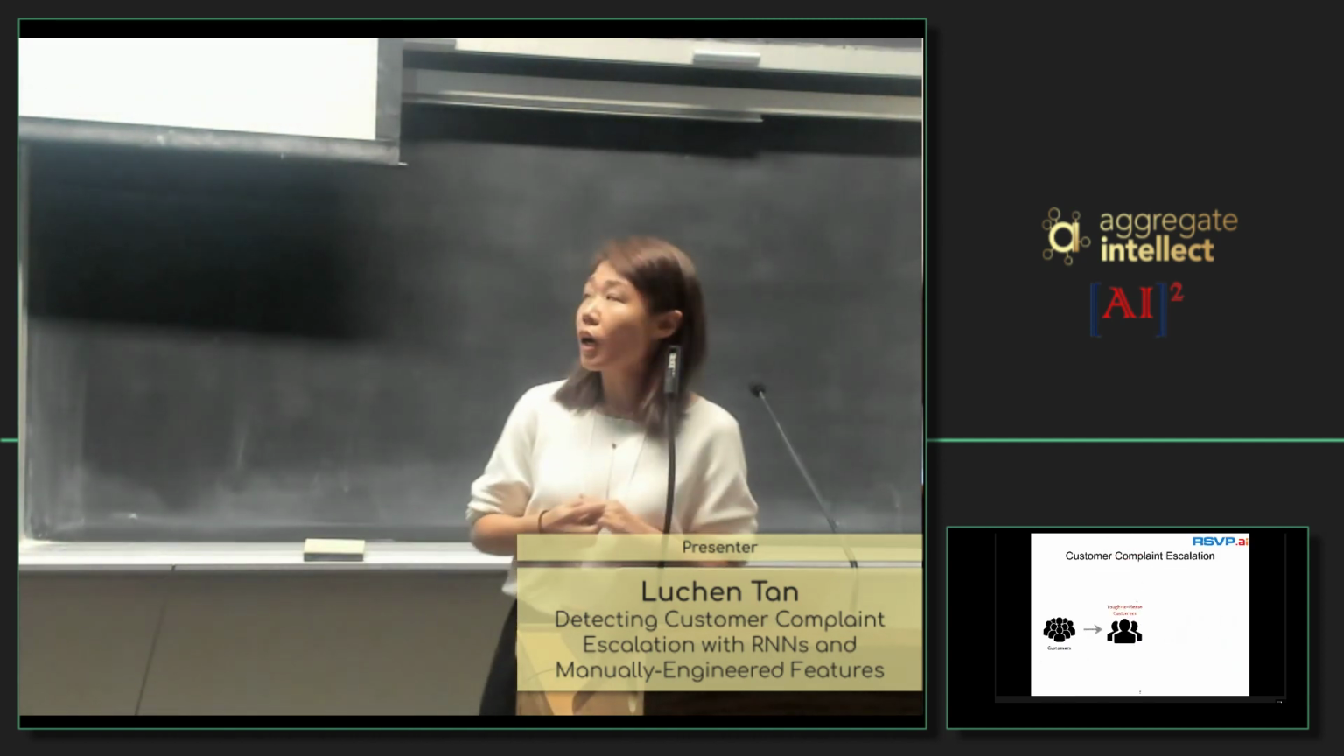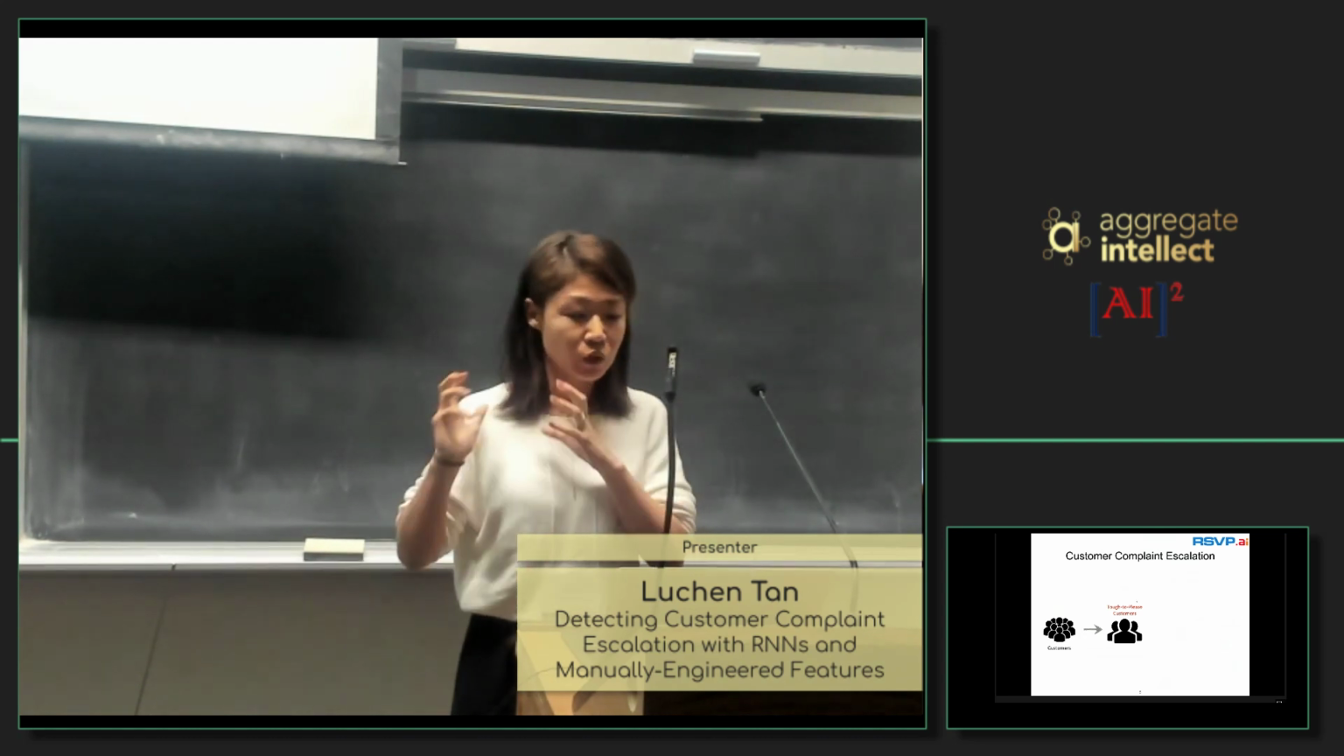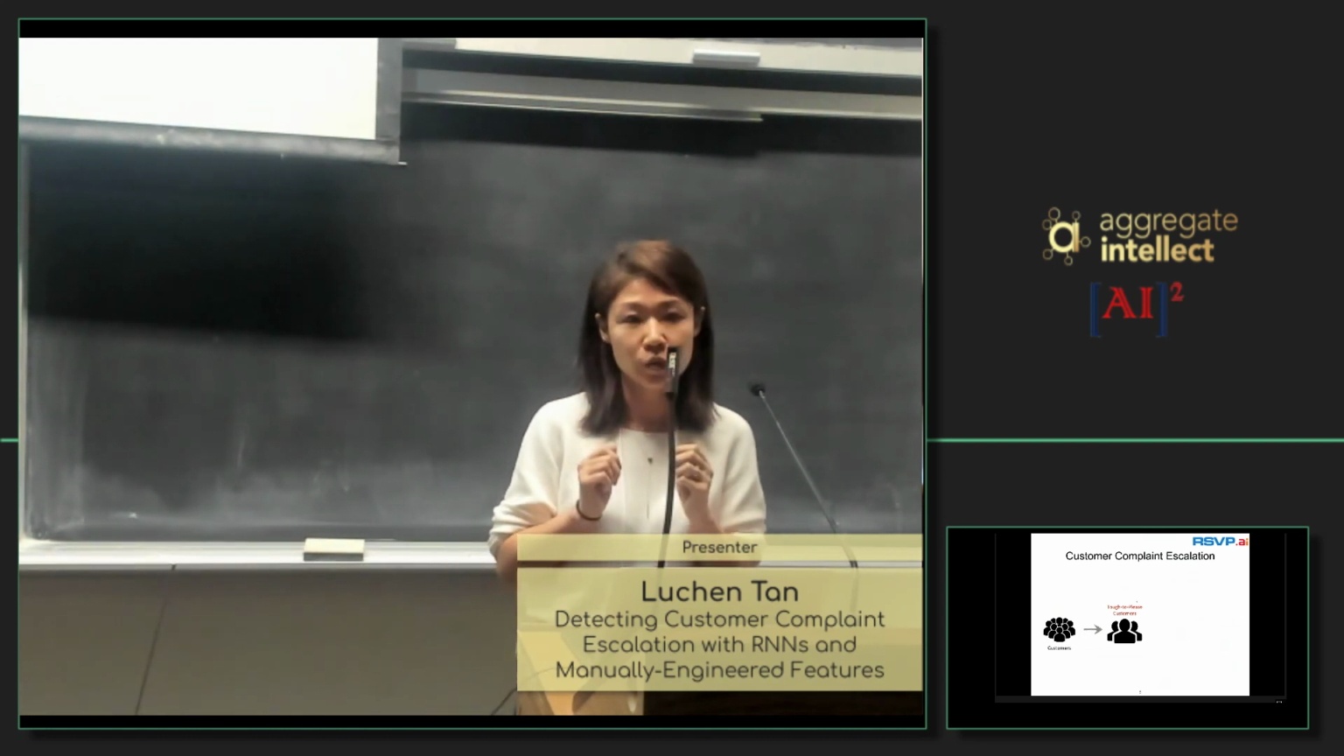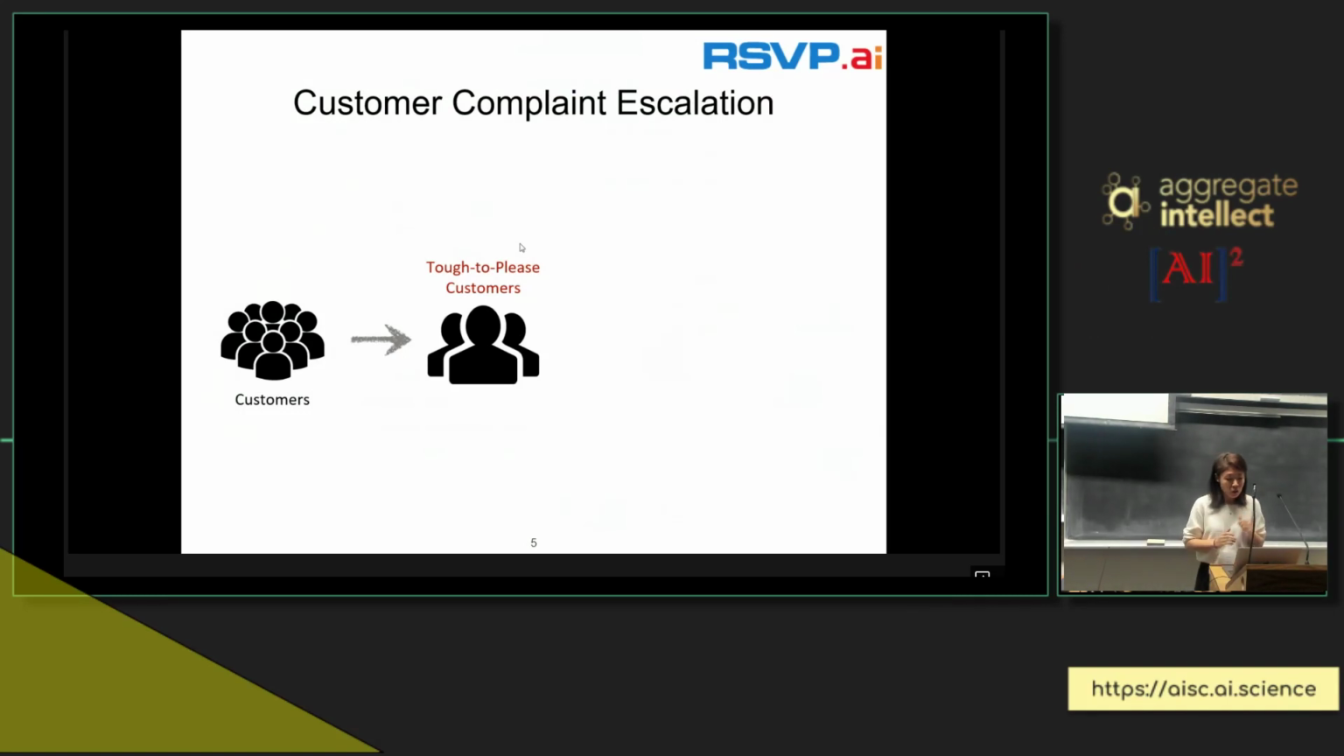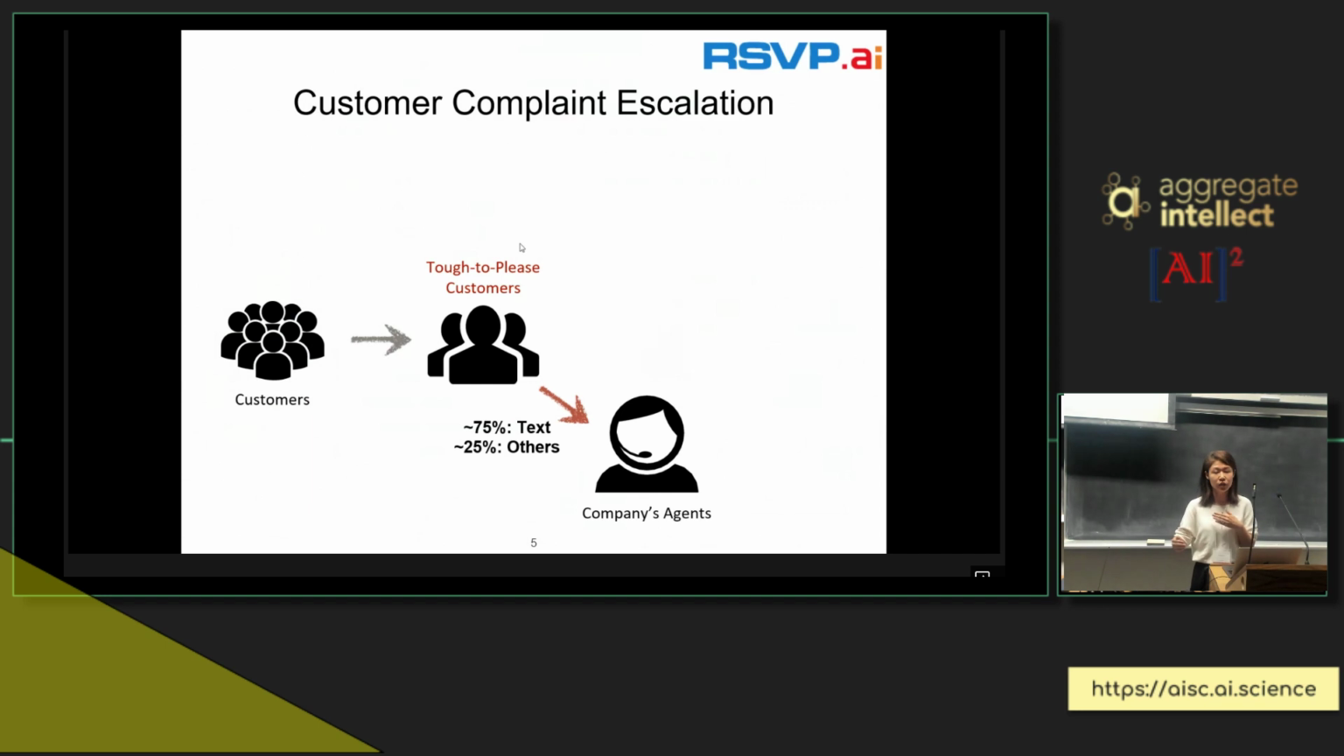So we group these kinds of customers into a special group. We call them tough to please customers. As I said, first they would like to connect to the company's representatives. So they contact the agents first. According to the statistics, about 75% of these tough to please customers would like to talk with the agents online through chatting. And about 25% of these customers would like to give a call to the call center, or they will talk to the customer agents face to face.